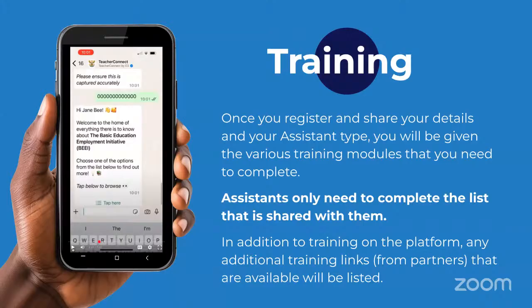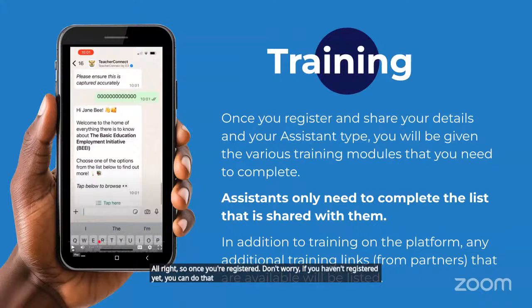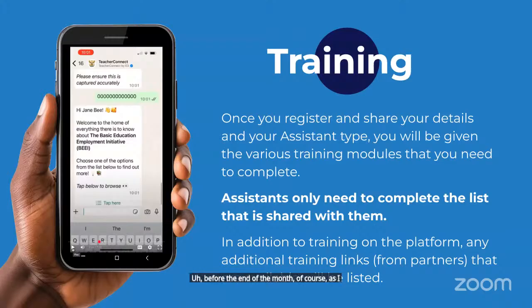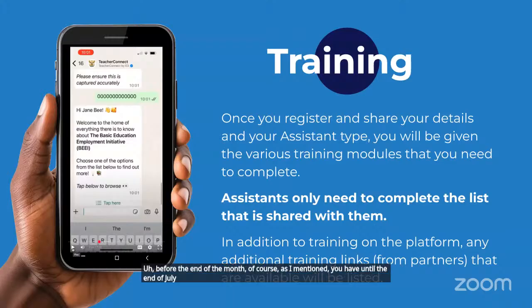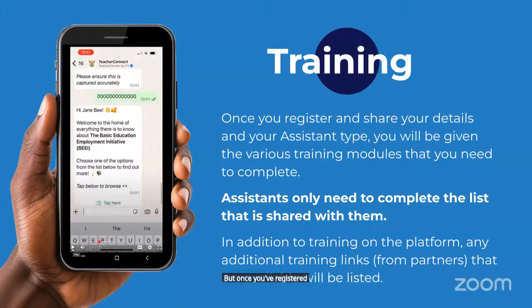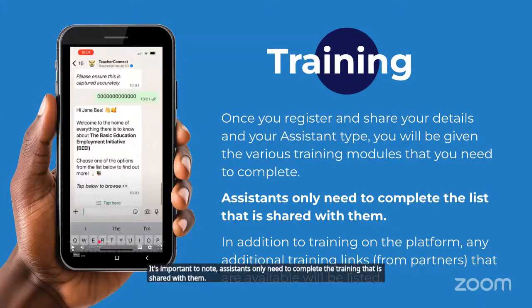All right, so once you're registered, and don't worry, if you haven't registered yet, you can do that whenever it suits you. Before the end of the month, of course. As I mentioned, you have until the end of July to complete your training. But once you've registered and shared your details and assistant type with us, we can then give you the various modules that you need to complete. It's important to note, assistants only need to complete the training that is shared with them after registration.